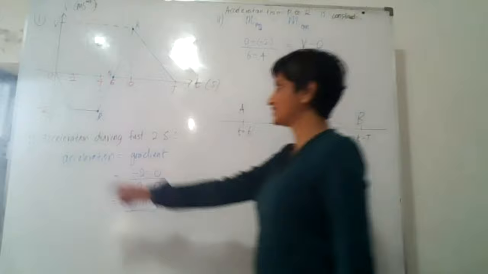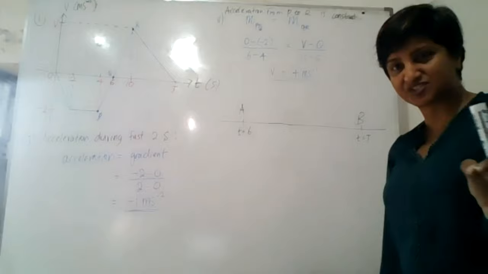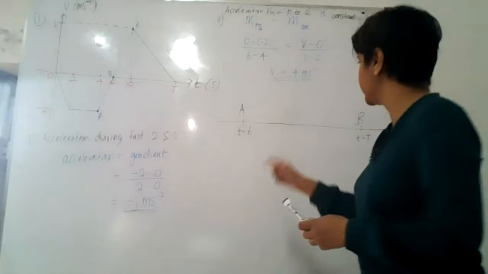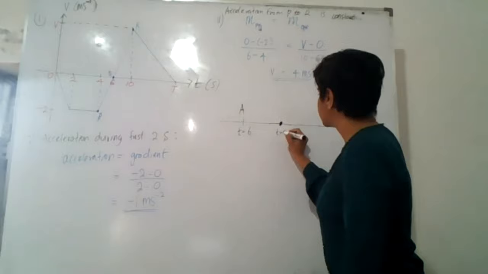At t equals 0, the point where the object started its journey is between A and B. It says it's at a point 1/3 of the way from A to B. Divide this into three parts, 1/3 of the way, right here. At t equals 0, this is where it started.